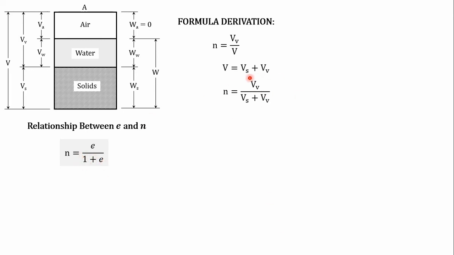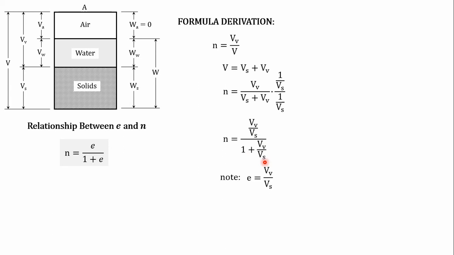Paano to magka-come up ng 1 plus e? Okay, so ganito gawin natin. I-multiply lang natin yung numerator niya at denominator by 1 over Vs. Okay, so makaka-come up siya na ganito. So, N is equal to volume of voids divided by volume of solids divided by 1 plus volume of voids divided by the volume of solids.